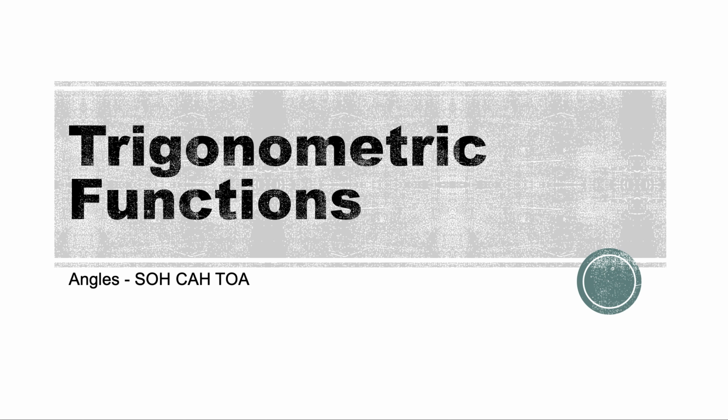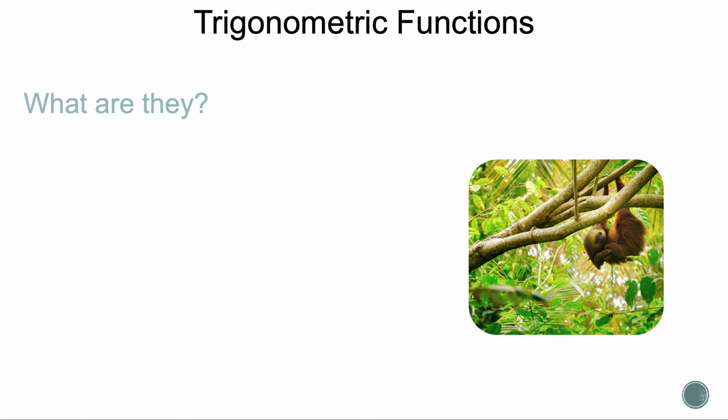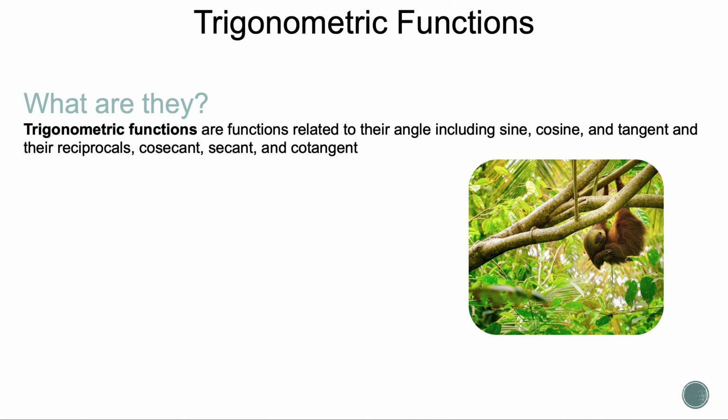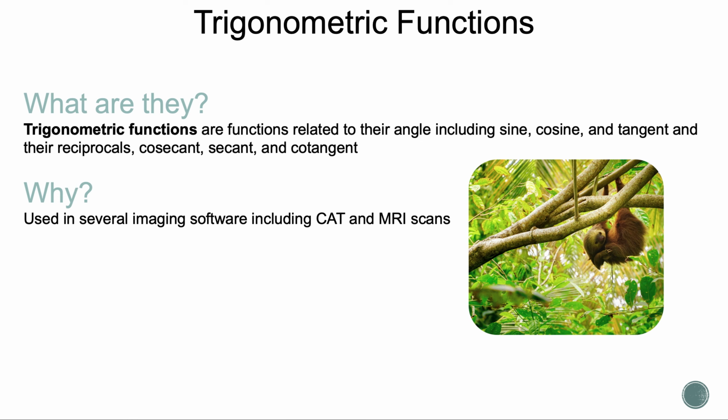Trigonometric functions, angles, SOH CAH TOA. What are they? Trigonometric functions are functions related to their angle, including sine, cosine, and tangent, and their reciprocals, cosecant, secant, and cotangent. Why? Used in several imaging software, including CAT and MRI scans.